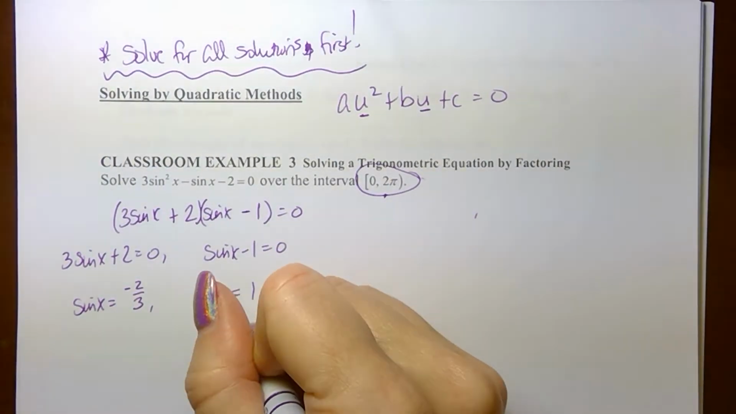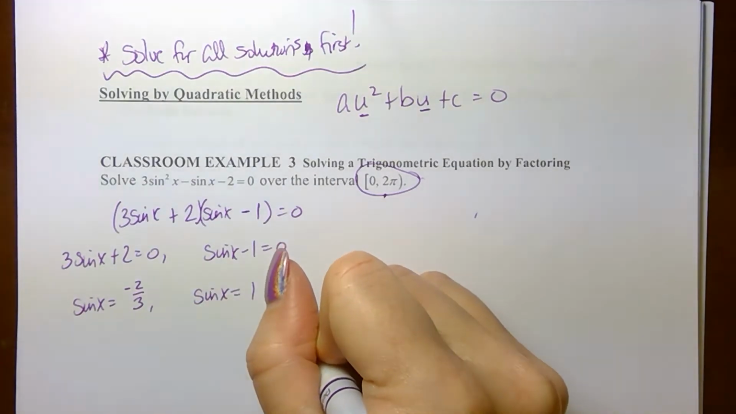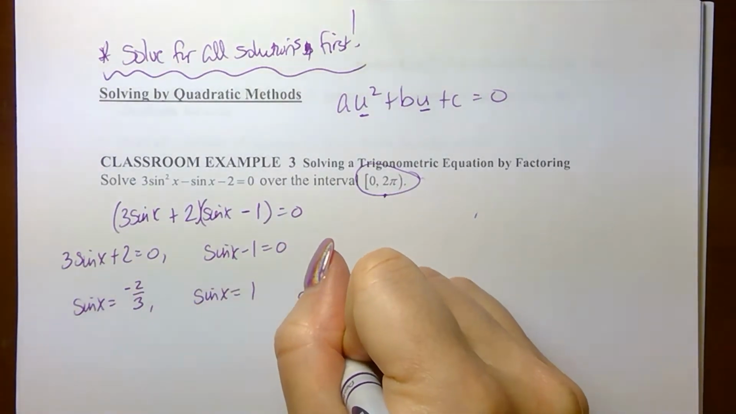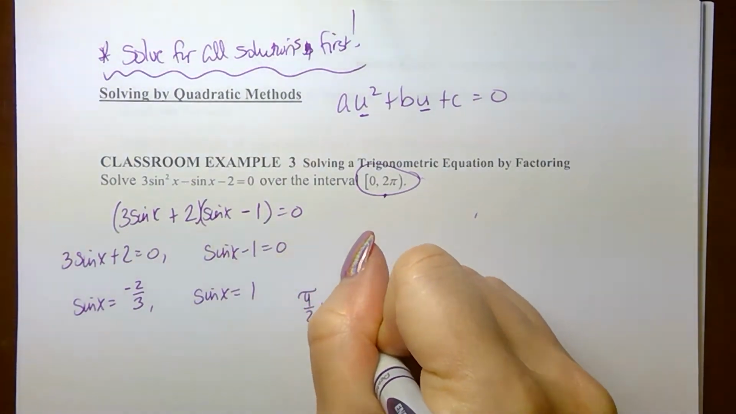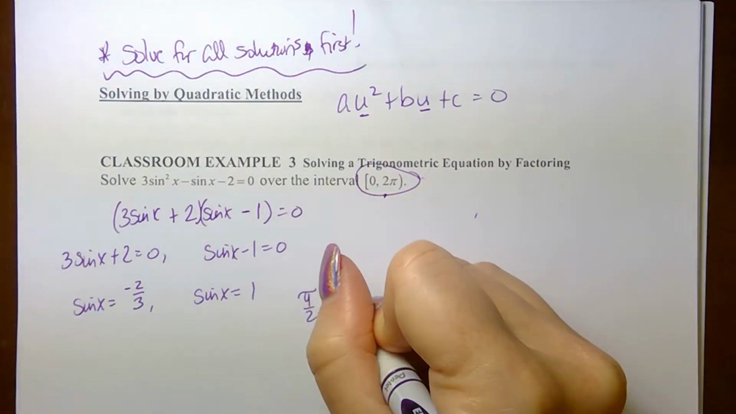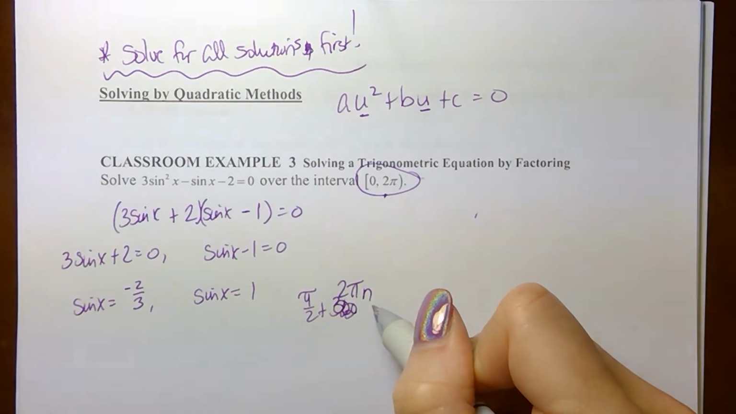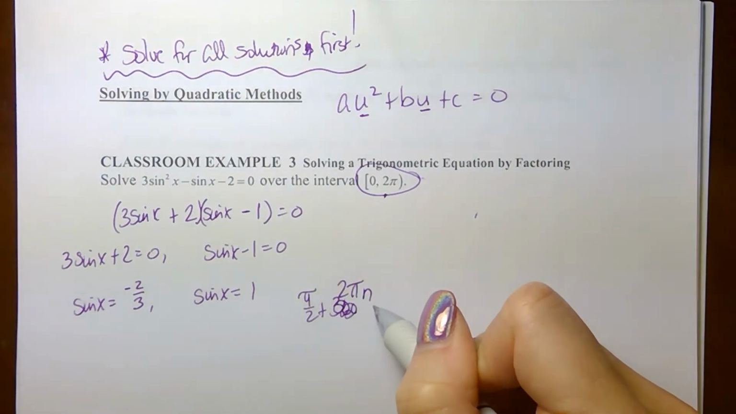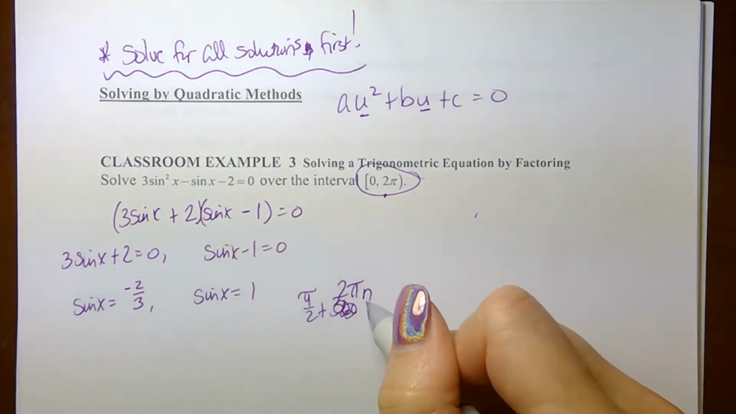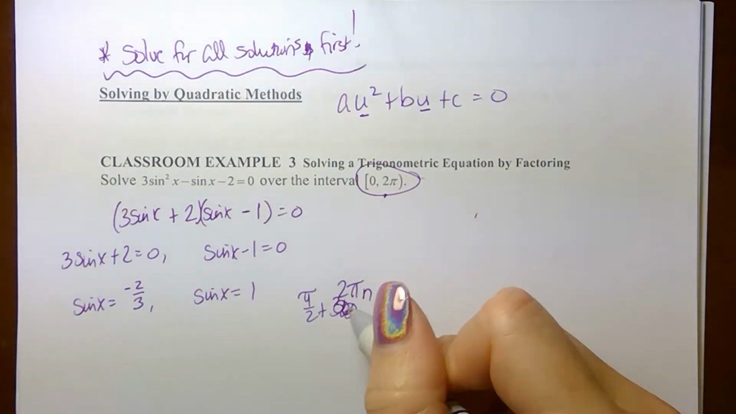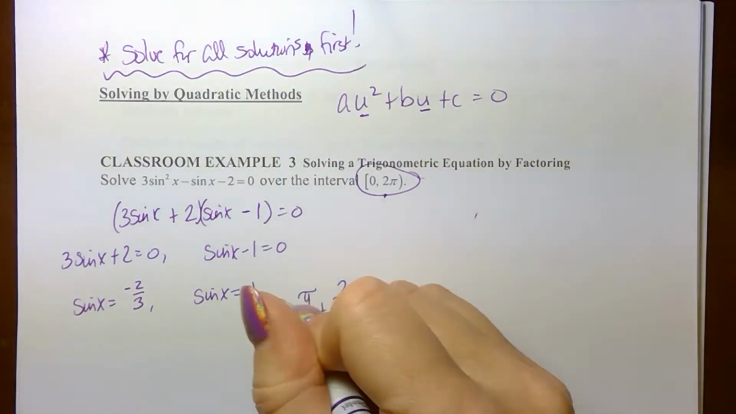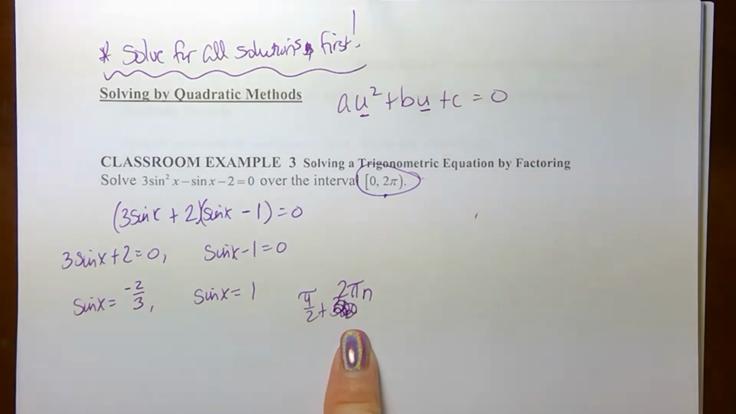So for all solutions, I have pi half plus 360, because we're in radians, excuse me, plus 2 pi n. Every pi half plus 2 pi n is going to give me all solutions for this sine function value of 1. So that's my first place that satisfies this equation.